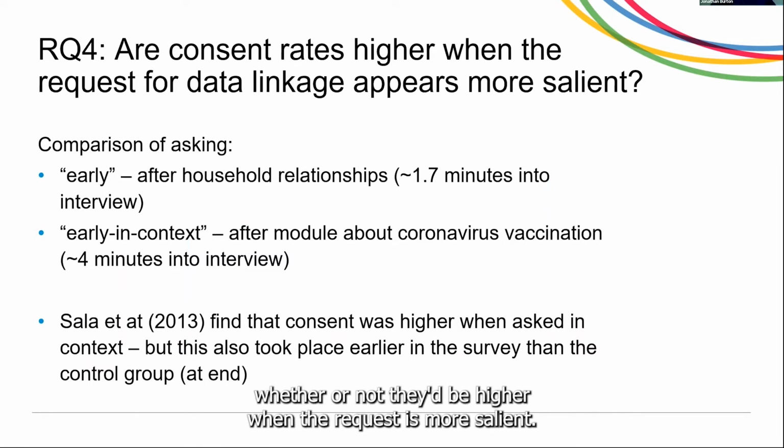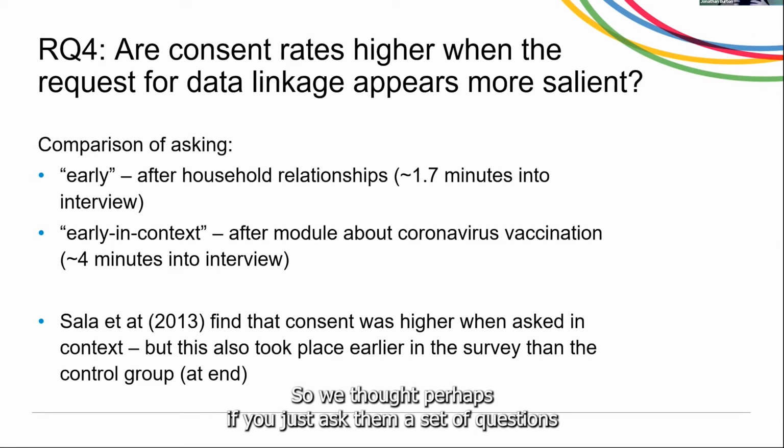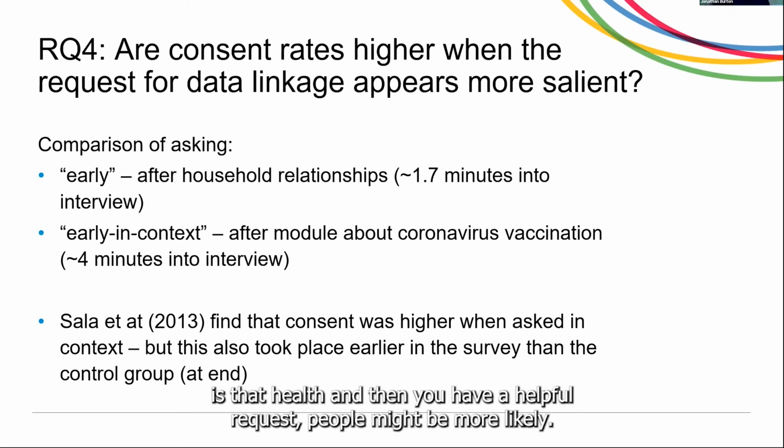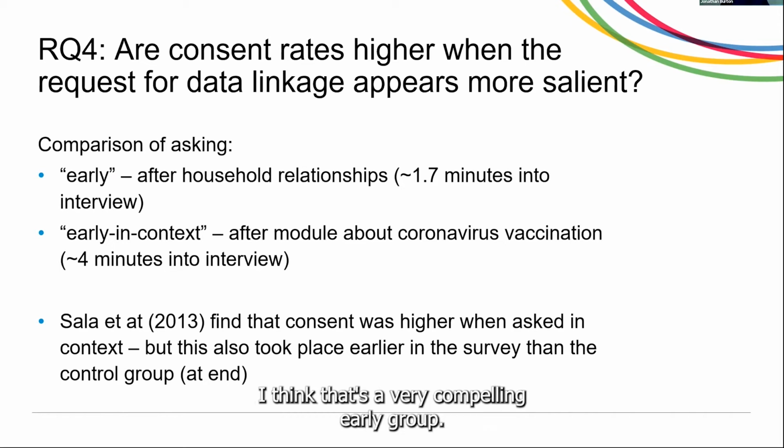And then we looked at whether or not they'd be higher when the request appears more salient. So we thought perhaps if you just ask them a set of questions about the coronavirus vaccination and their experience with this, then if you ask them about linking to health data, or if you're asking them to allow us to send them a blood sample kit, they may be more likely because the request is now in context and it seems more salient, it seems more obvious. If you've just been asked a set of questions about health, and then you have a health request, people might be more likely to take that up.